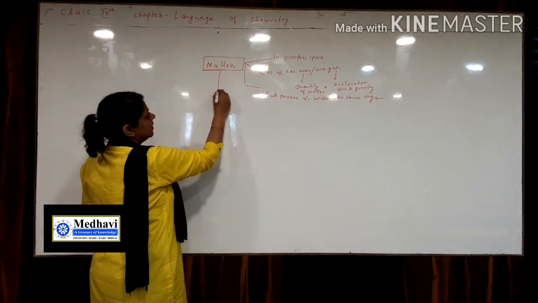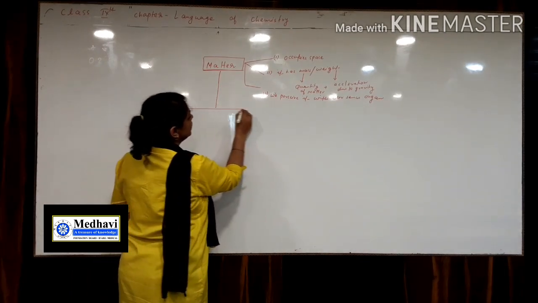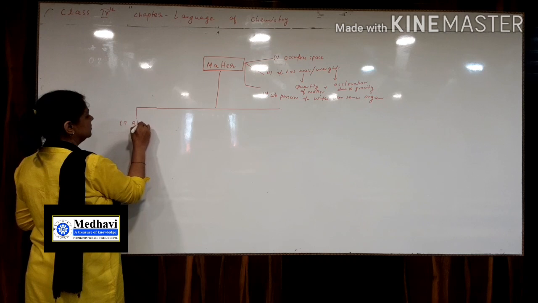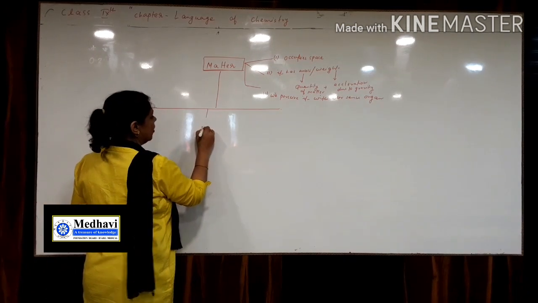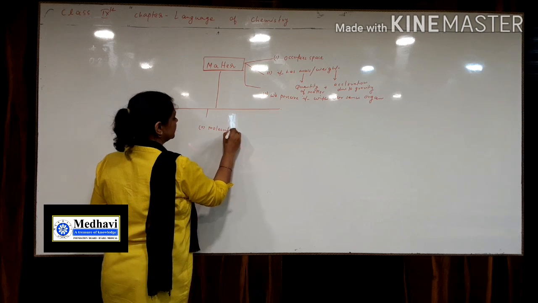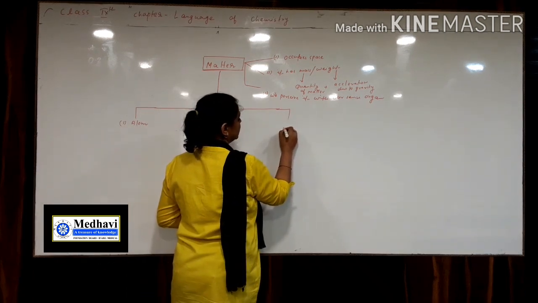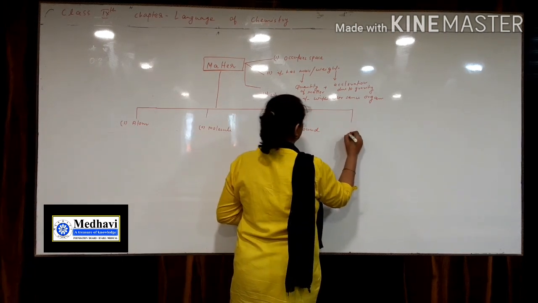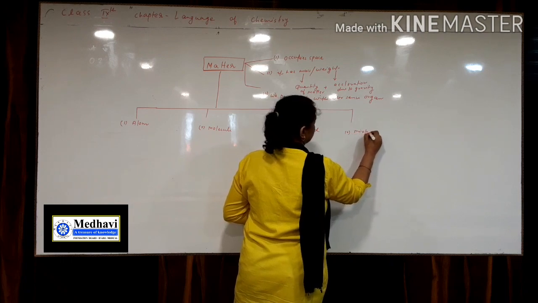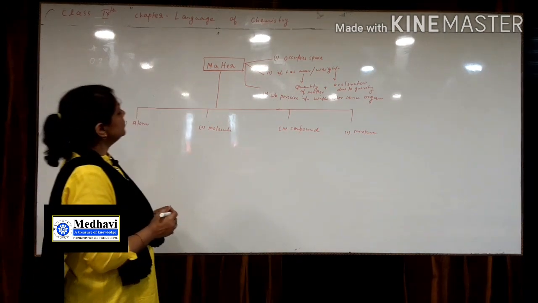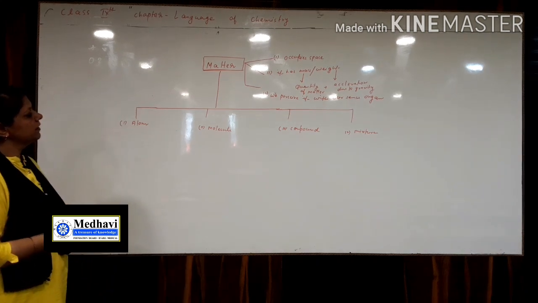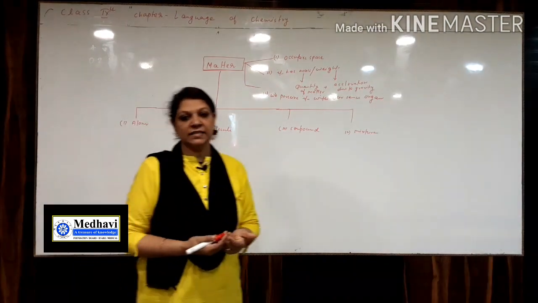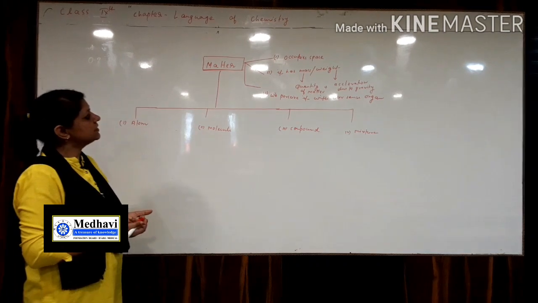And matter has the following components: atom, molecule, compound, and mixture. Language of chemistry is very important because it fulfills the demand of formulas, equations, chemicals.